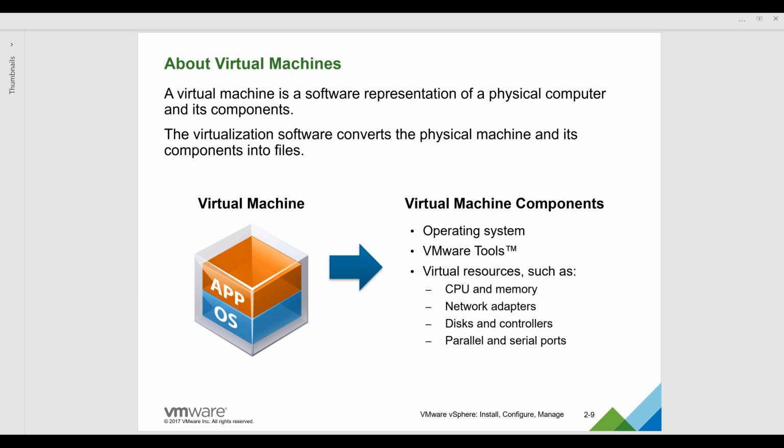So what is a virtual machine? A virtual machine is basically a software representation of a physical machine and all of the components it takes to make a virtual machine. What that does is take the physical machine, which is a regular PC or the laptop that you use every day, and convert it basically into files.